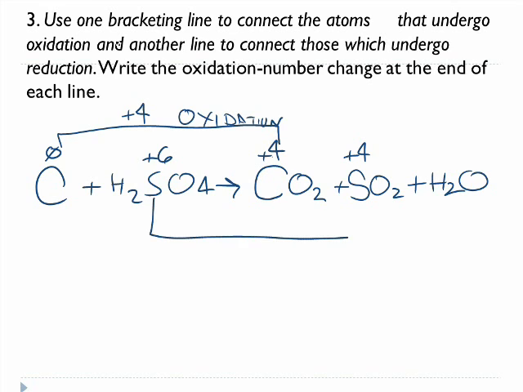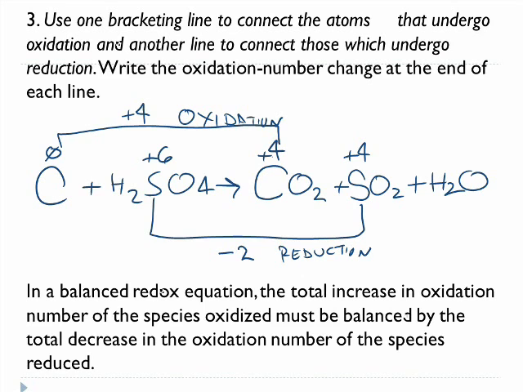Now if we go from sulfur to sulfur, a +6 to a +4, that means we're gaining a -2, so that is a reduction. We're gaining 2 electrons, that is reduction. Now in a balanced redox equation, the total increase in oxidation number of the species oxidized must be balanced by the total decrease in the oxidation number of the species reduced. So increase must equal decrease. We don't have that here if we have a +4 in oxidation and a -2 in reduction. The next step will take care of that.